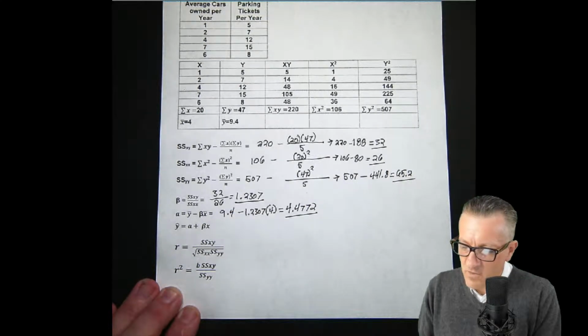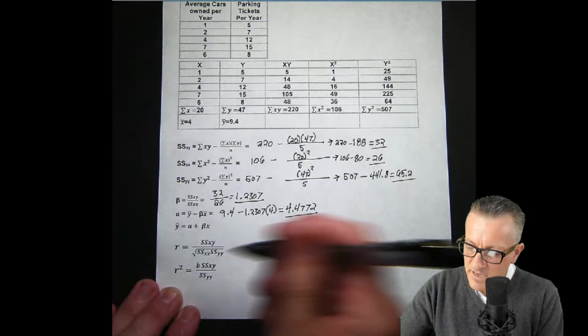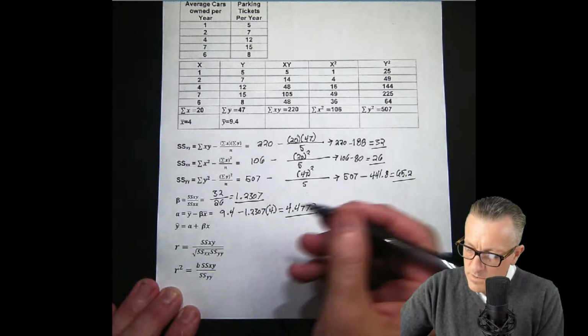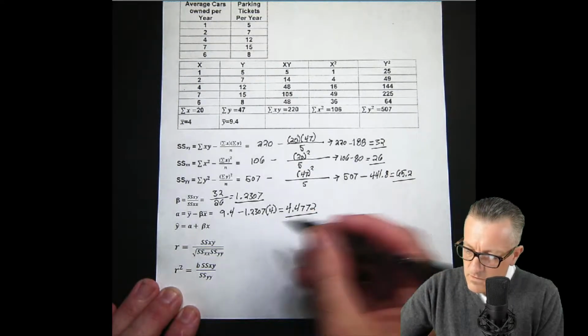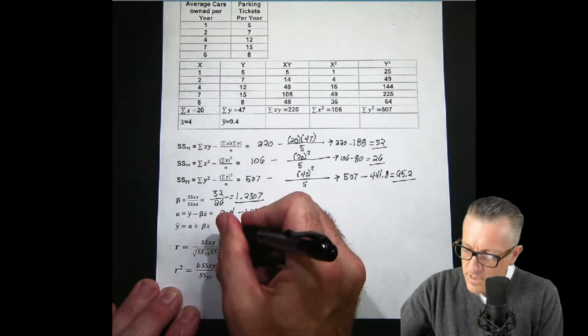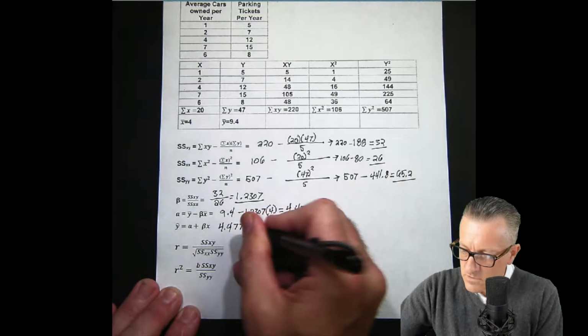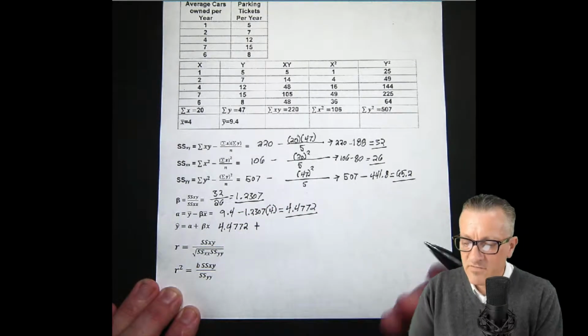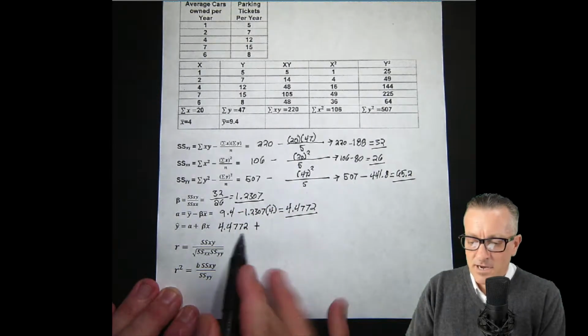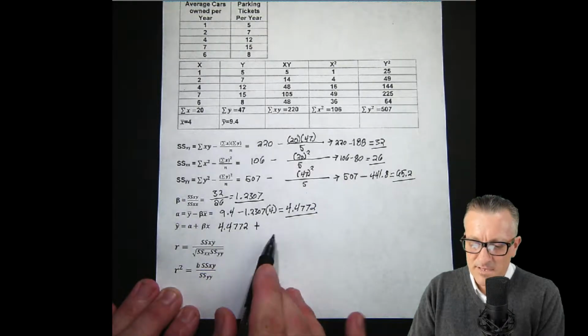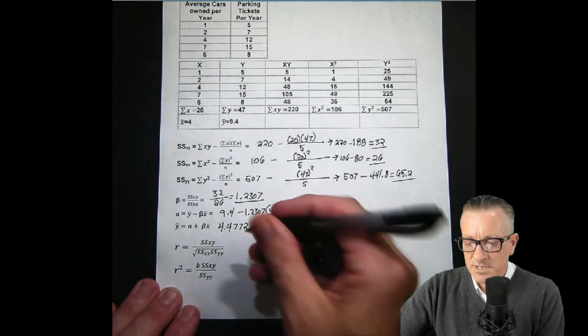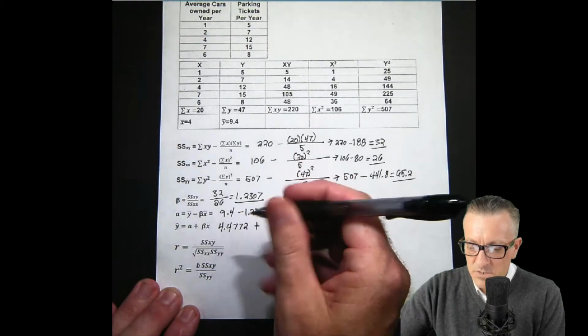Okay, we have a lot of stuff, so we can start. Now we can put together our line. Our line is going to be our a value, 4.4772 plus, and we leave this like this; we're not going to simplify or add this line. This is our line, which represents the different pieces.